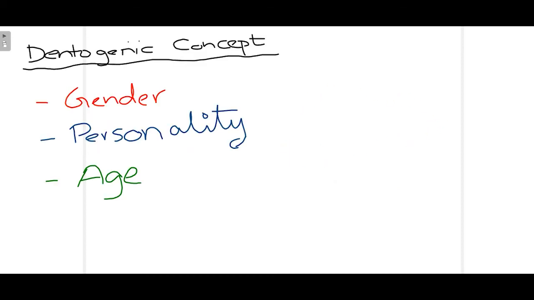Now, talking about the dentinogenic concept, it simply states that the tooth is selected on the basis of gender first, then personality, and then age. Firstly, talking about gender, for example, if a female patient visits your clinic, the type of teeth that you will select will be delicate in appearance, the angles of the tooth will be rounded, the lateral incisor will be small and placed at a slightly higher level as compared to the central incisors.